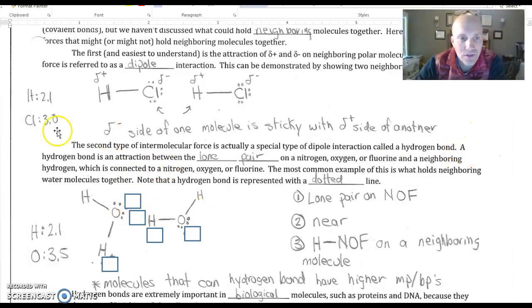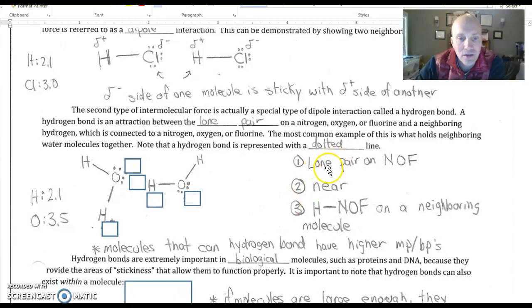So first of all, what causes one? A hydrogen bond is an attraction between a lone pair on either a nitrogen, oxygen, or fluorine atom with a close by neighboring hydrogen which is connected to a nitrogen, oxygen, or fluorine. I know that that's kind of a mouthful, and I'm going to go through it step by step here. Whenever we have a hydrogen bond, we typically represent that with a dotted line in the area that you would have that stickiness between the molecules. I've laid out here the requirements for a hydrogen bond. First of all, you have to have a lone pair on, and I'm going to call it NOF.